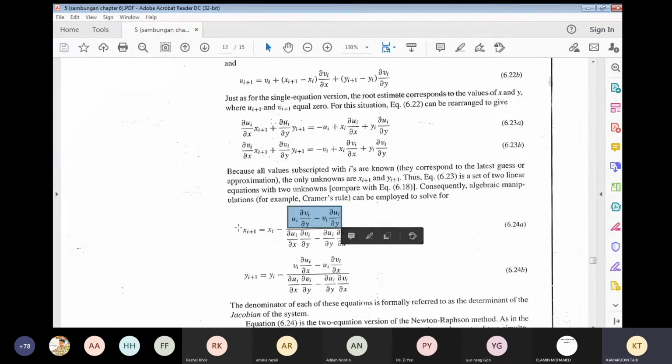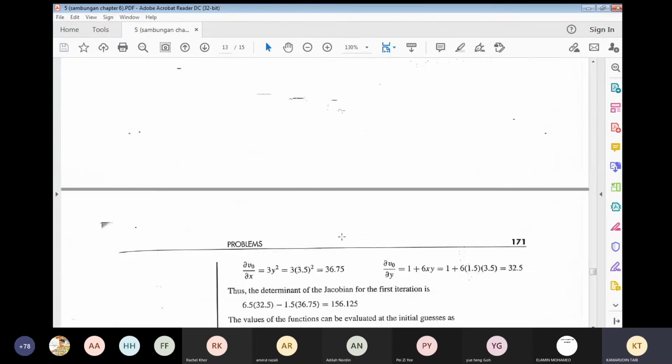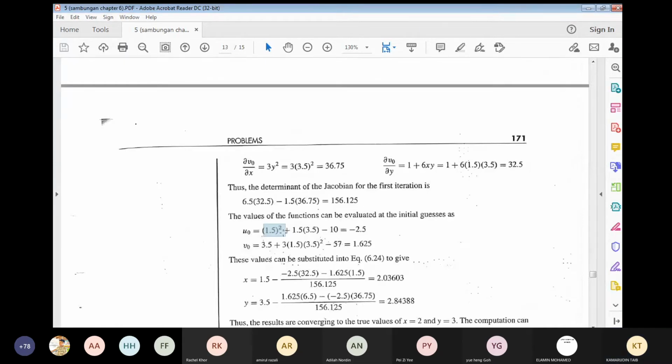So for x1, that means when i equals 0, the initial iteration, x subscript 1 equals x0 minus u0 dv0 over dy minus v0 du0 over dy, divided by du0 over dx dv0 over dy minus du0 over dy dv0 over dx. So the calculation being done here is taking the numerator part, and the denominator part is being calculated separately.